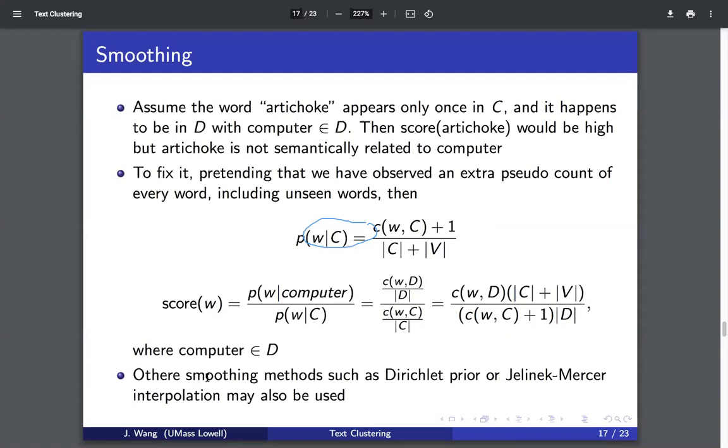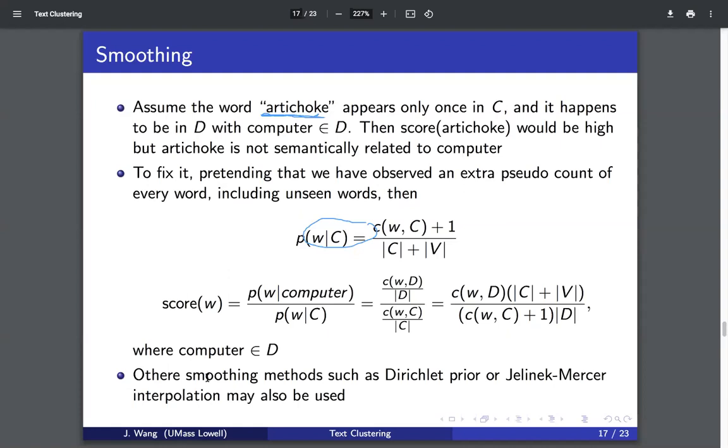So if a certain word is not seen in your given text, we still want to come up with a good estimate. For instance, in this case, artichoke, so this looks like a veggie, right? It appears only once in C, and it happens to be in D. Now it's just an extreme case.